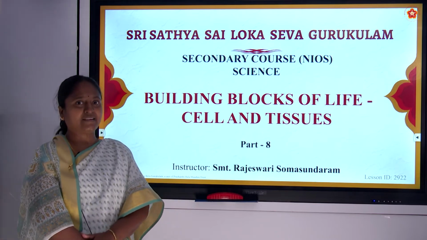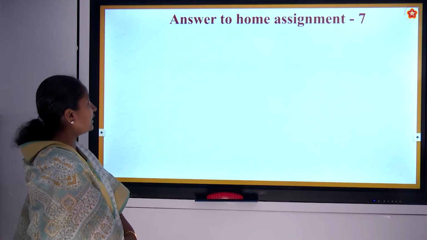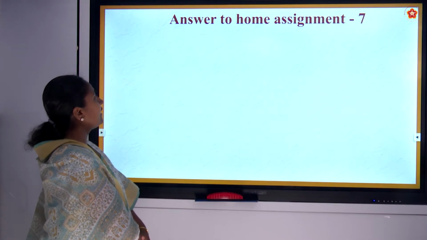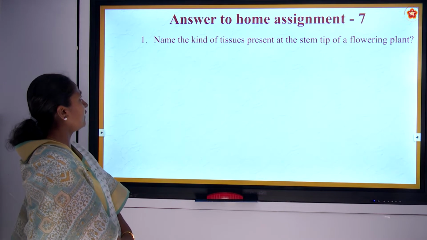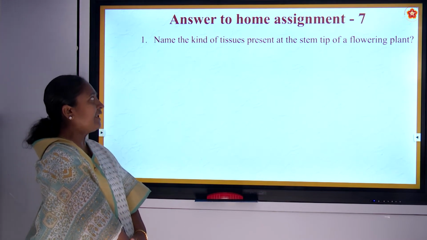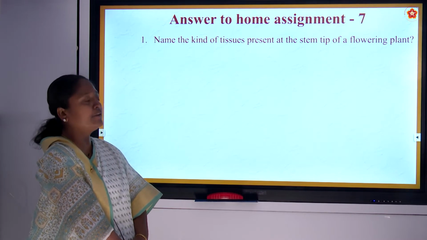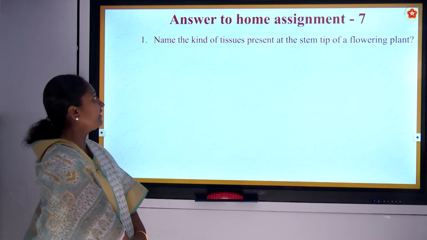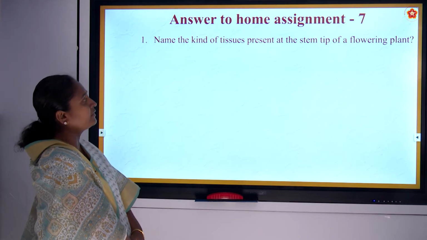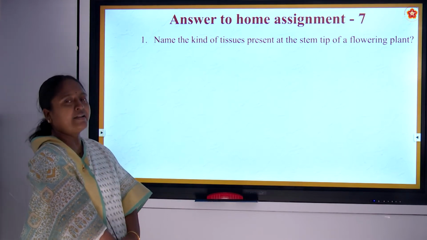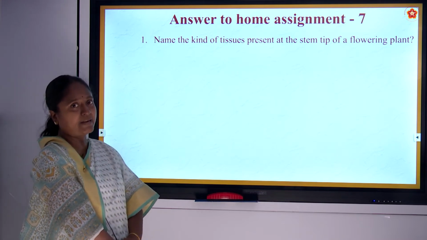This is part 8. Before going into the details of today's lesson, we'll see the answers for the home assignment. The first question asked was, name the kind of tissue present at the stem tip of a flowering plant, right? The question is very lengthy, but you can replace it with the root tip or the side branch tip, anything can be replaced by the stem tip.